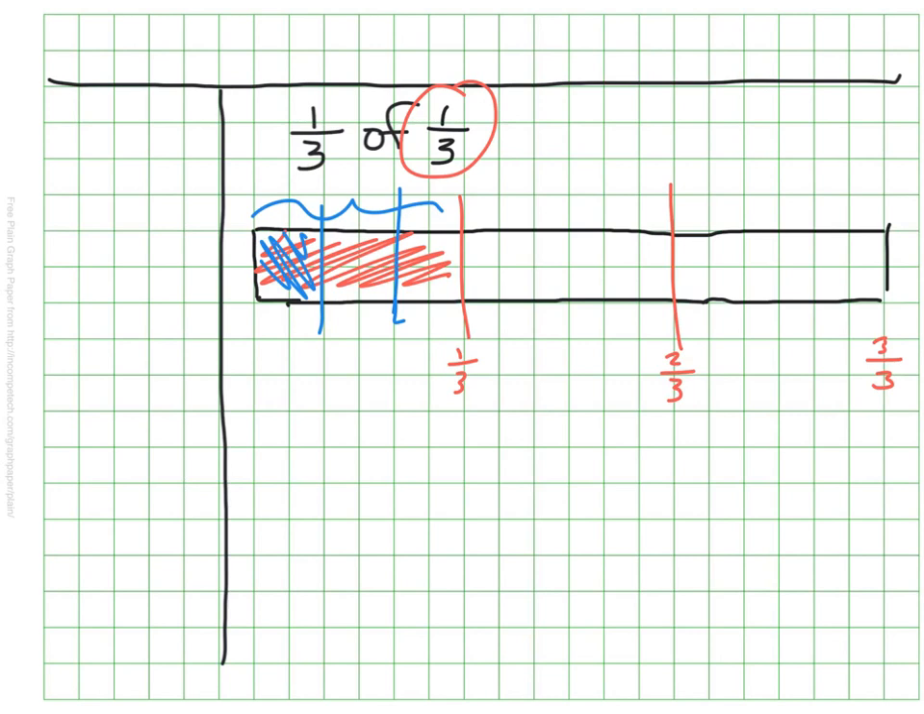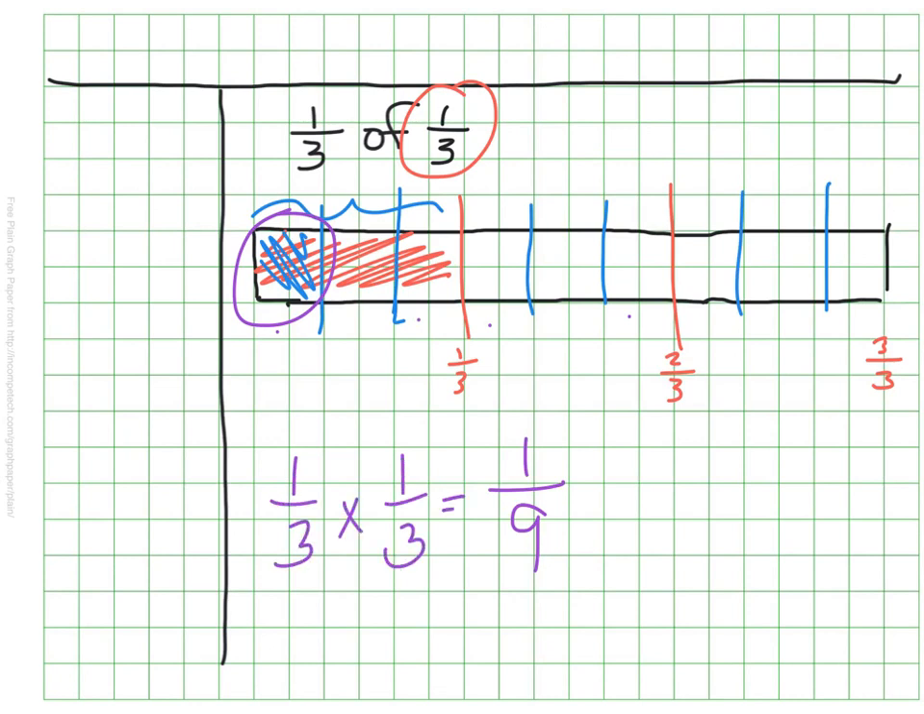But then I realized that my fraction pieces are not all equal, so I need to go back through and cut these also into thirds so that they are all the same size. The part that is overlapped, where I see 1/3 of 1/3, is right here. It's one section out of a total of 1, 2, 3, 4, 5, 6, 7, 8, 9 sections. So 1/3 of 1/3 equals 1/9.